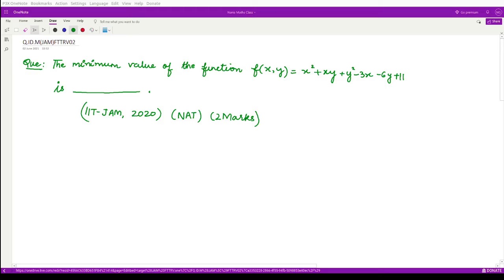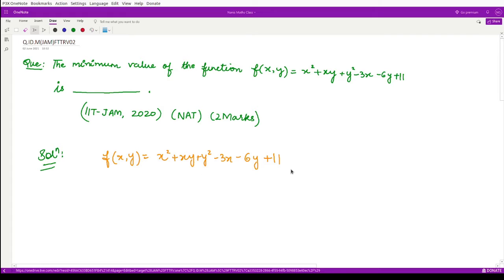So the question here says that you are to calculate the minimum value of the function f of x, y, which is a function of two variables, x as well as y. So let us get started. In order to solve this question, let us first write our function. It is given to be x square plus xy plus y square minus 3x minus 6y plus 11. So this is the given function.